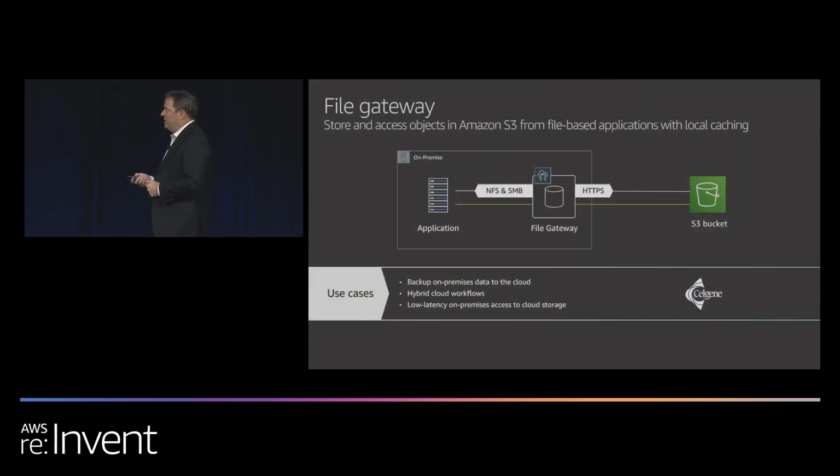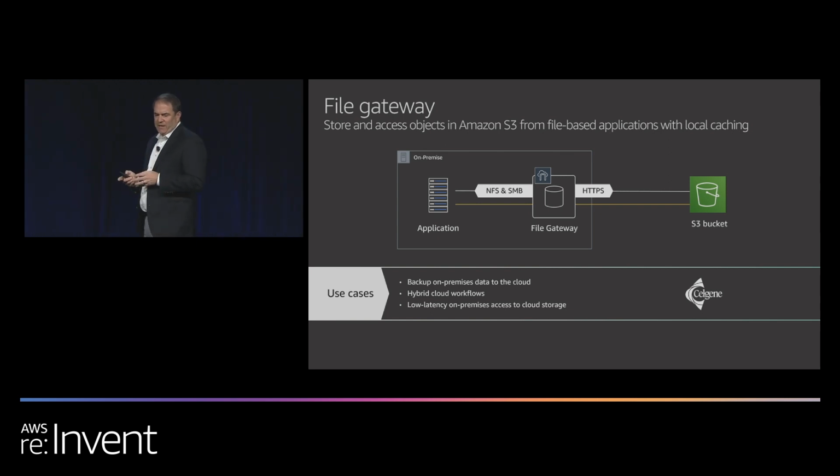So the first one is backups using the file gateway. The AWS Storage Gateway comes in 3 variants: a file gateway, a volume gateway, and a tape gateway. Each of these models can be deployed either as a virtual machine or as an appliance within an on-premises data center, or as an Amazon machine image within the AWS cloud.